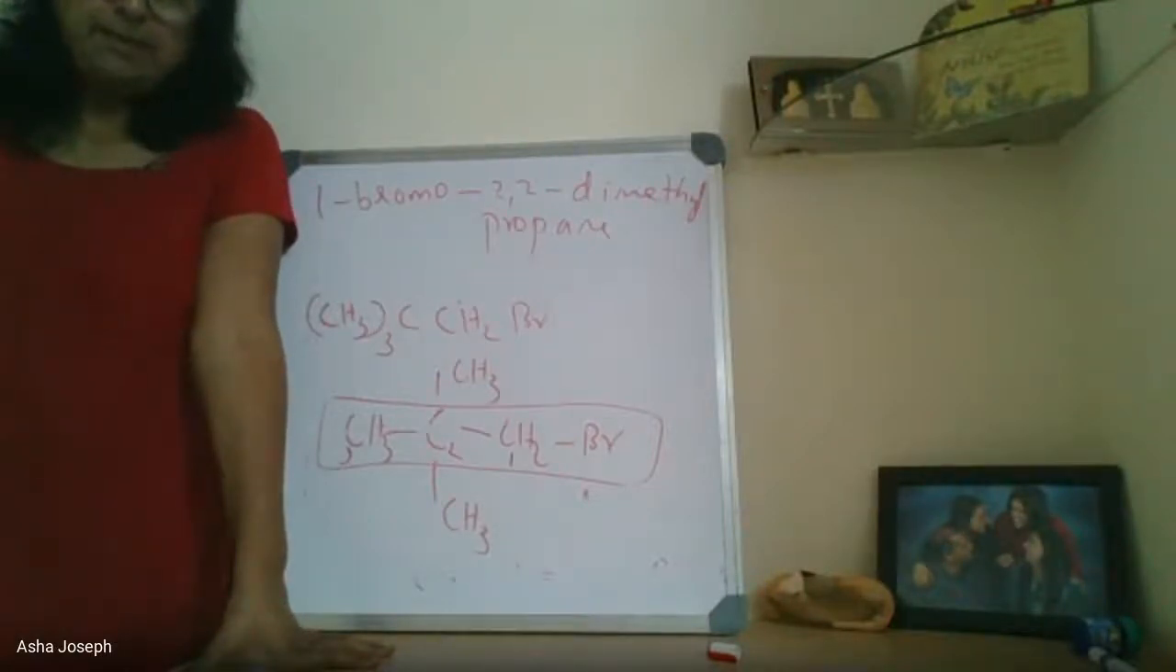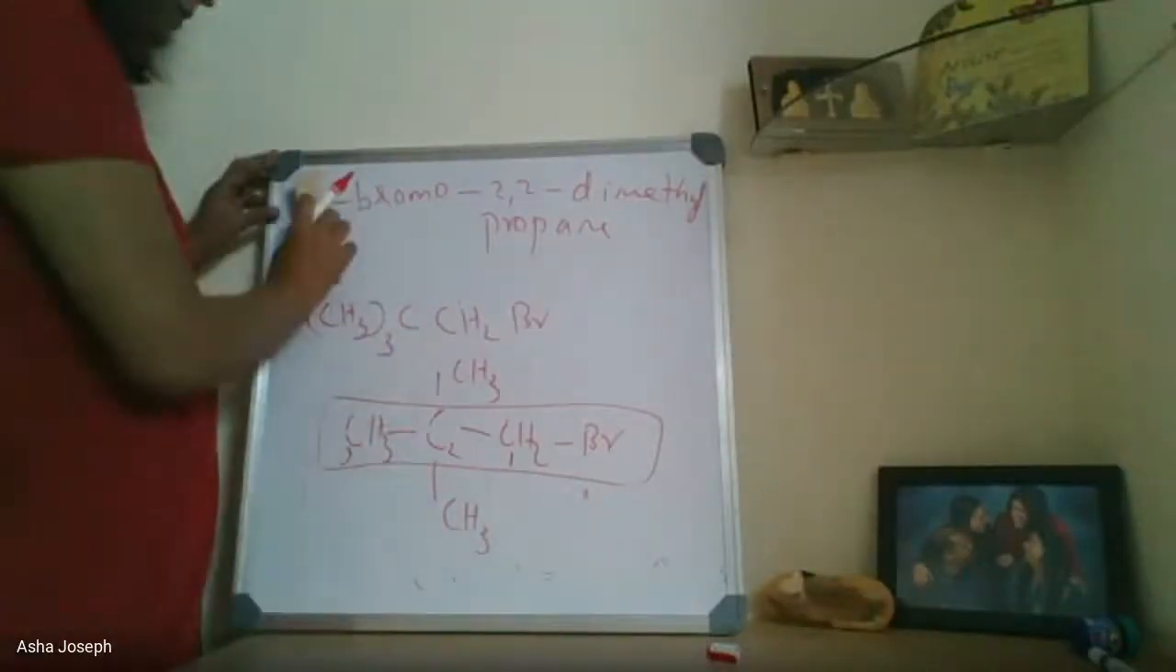Methyl means M, bromo B. So in alphabetical order, bromine comes first. So I have to say 1 bromo first. Is it clear, Priyanka? Yes, ma'am. Okay, 1 or 2 compounds more we will write.